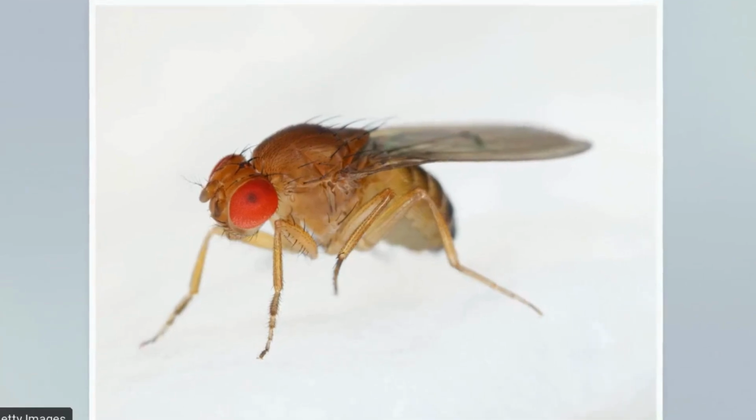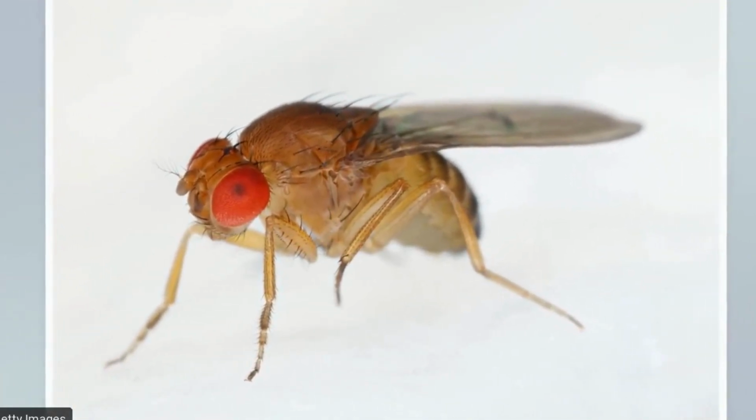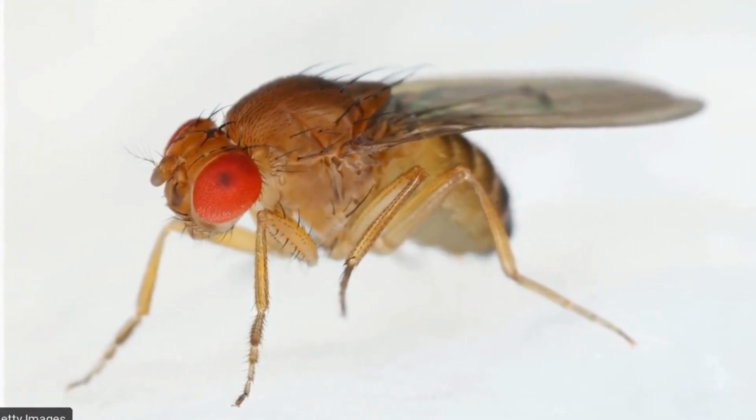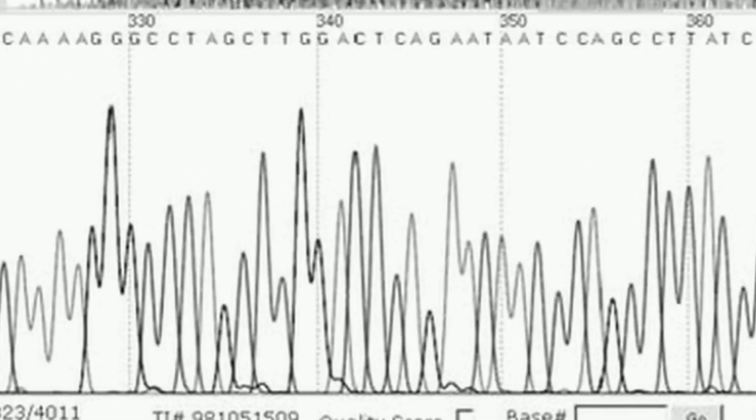Look closely at a Drosophila fruit fly. Behind its red eyes and delicate wings lies a biological instruction manual written in billions of chemical letters. This is a DNA sequencing chromatogram, representing a tiny fragment of raw genetic data. When we sequence an entire genome, we generate billions of these individual nucleotide reads in a single run.